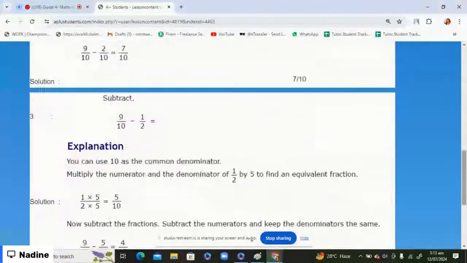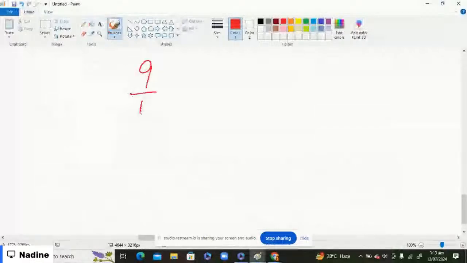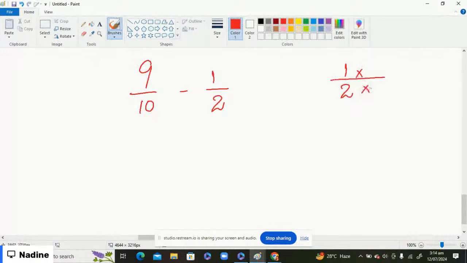9 by 10 minus 1 by 2. So now multiplying and dividing with which number, then you get the answer 10 here? So we are going to multiply and divide. Now this time you guys tell me which number you are going to multiply and divide with. Check, everyone. Multiplying and dividing 1 by 2 with which number, then you get the same denominator? Everyone check and then tell me.